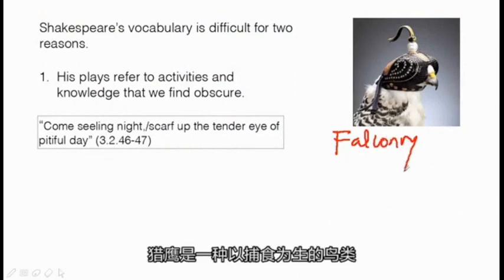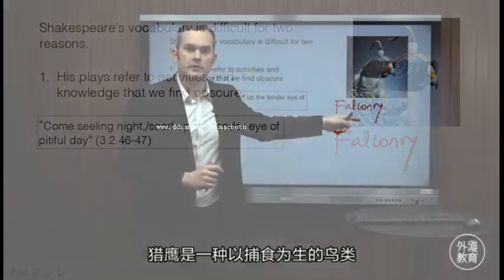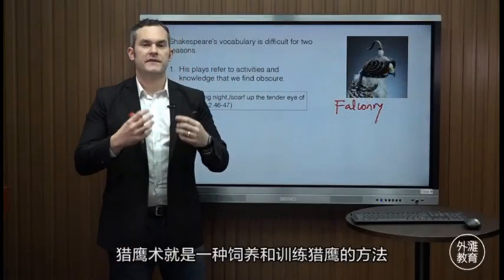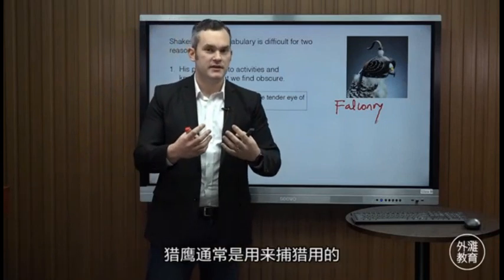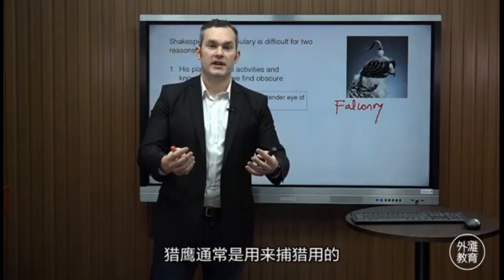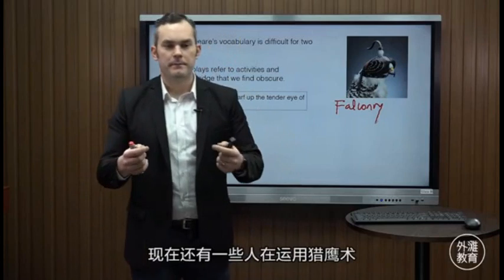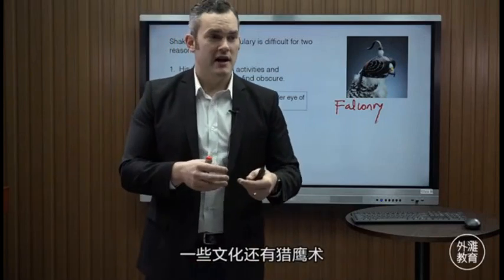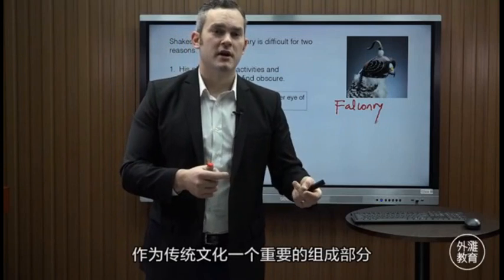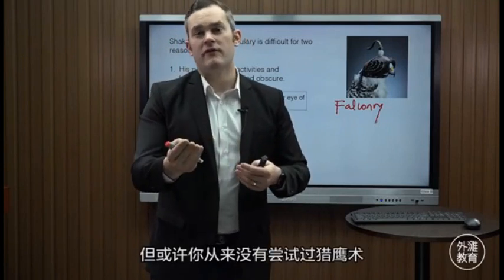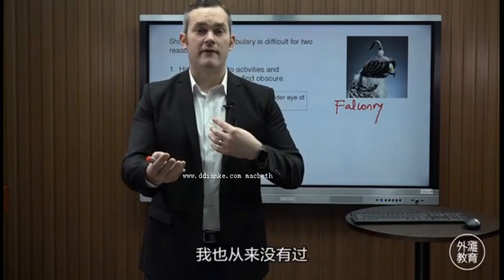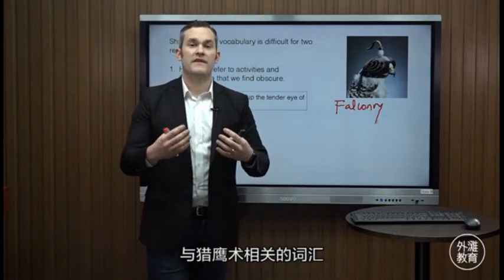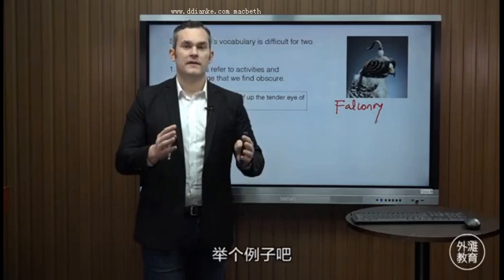So a falcon is a type of predatory bird, right? Here's a falcon. And falconry is the practice of keeping and training falcons, usually for the purpose of hunting. Now, today, some people still practice falconry. Some cultures may have falconry as an important traditional component. But probably you've never practiced falconry, and I know I've never practiced falconry. So we don't know the vocabulary associated with falconry. Let me give you an example.